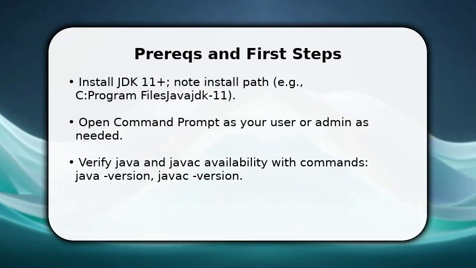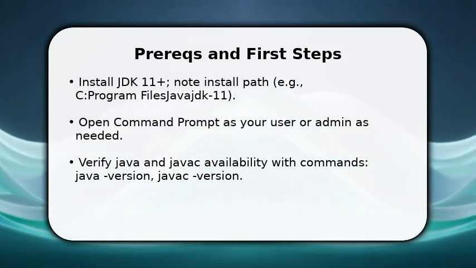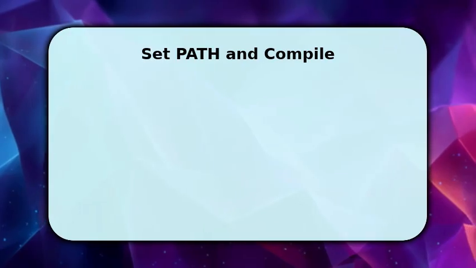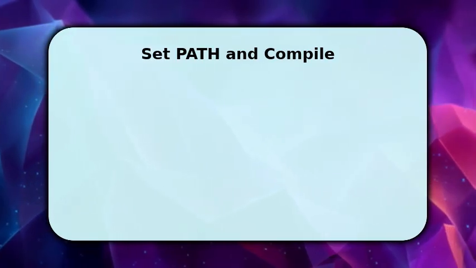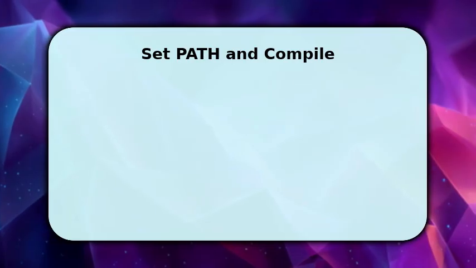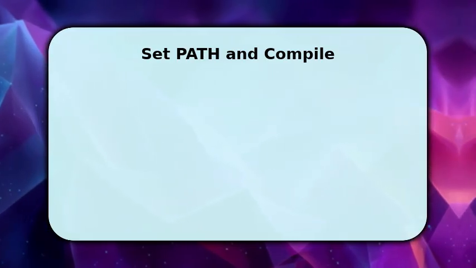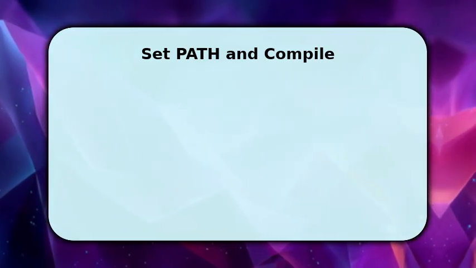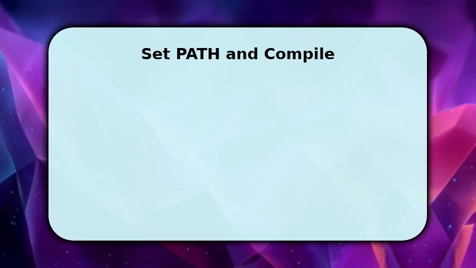Now you set environment variables and compile. Use setx to append the JDK bin to path and define JAVA_HOME to the JDK root. This lets command prompt find javac and java persistently. Close and reopen the prompt so changes apply, then navigate to your source folder with cd.